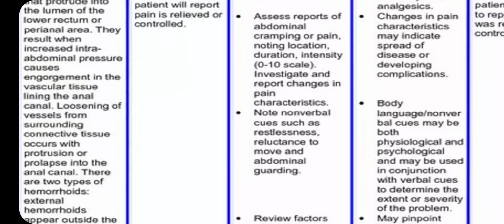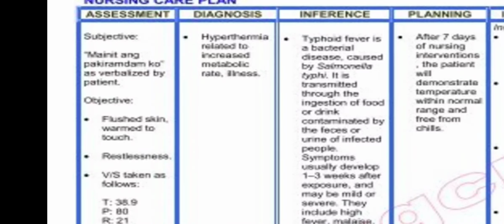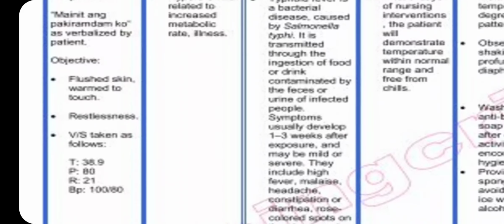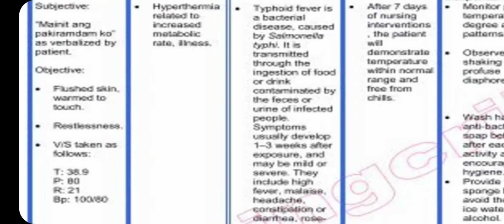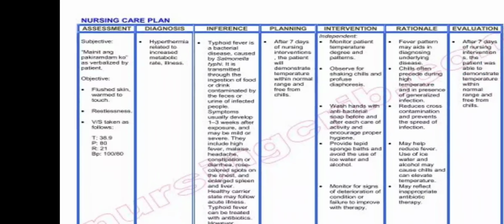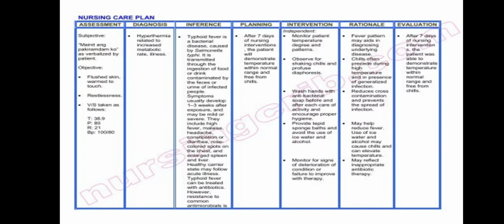So we have also here dito, yan, mainit ang pakiramdam ko. So sa kanya dito, hyperthermia, meaning may lagnat daw as related to increased metabolic rate or illness. So yan yung mga ilan lang sa mga samples ng nursing care plan. So I hope it is very clear kung ano pa talaga yung nursing care plan. Again, it gives a direction, it gives us an established plan to provide a good care para sa ating patient.